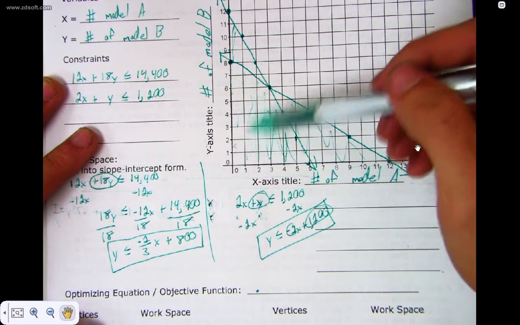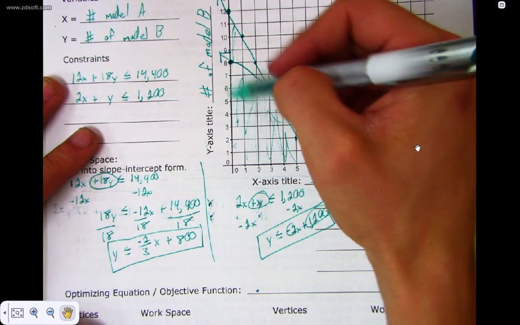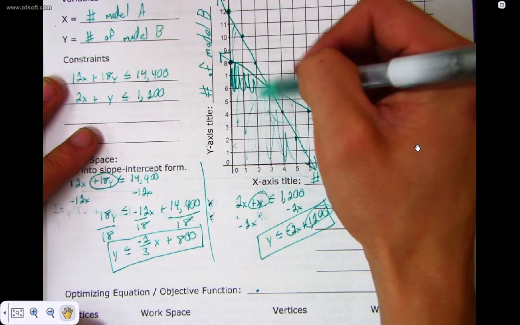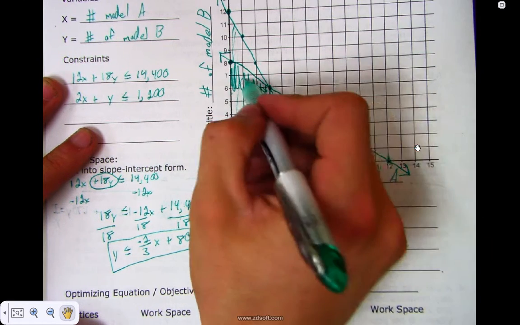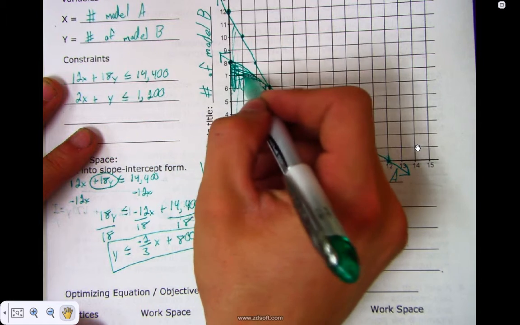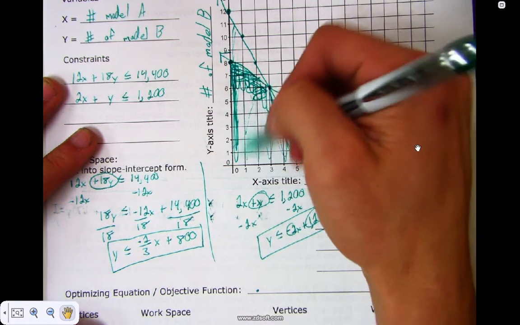Now the place where they all intersect, right here, I'll go ahead and shade this dark so you see what's going on. Both my shadings are intersecting in one area. This is called the area of feasibility.